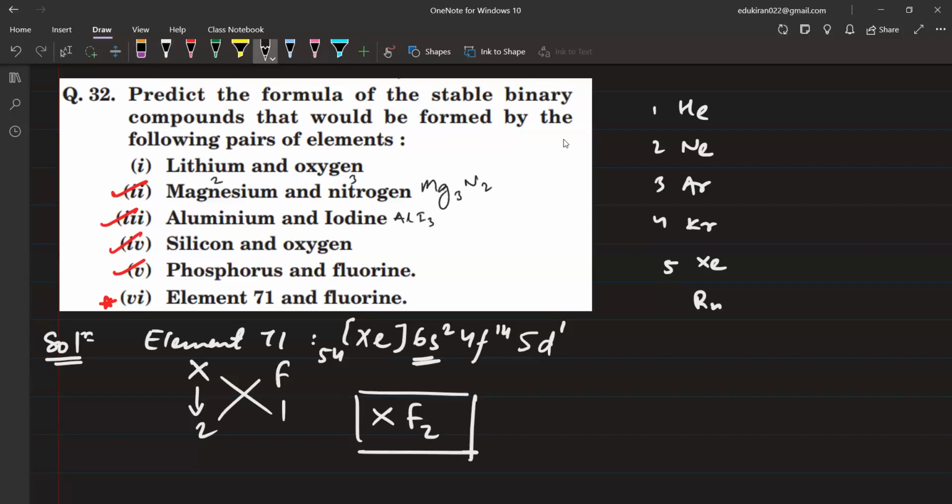Then aluminium iodide will be AlI3. Silicon and oxygen is going to be how much? Silicon is 4, and this is 2. So this is going to be Si2O4. So we can get this as SiO2, if you have anything common, you will remove it. Phosphorus, this will be PF3, right? And we got this XF2. Now we got this SiO2.